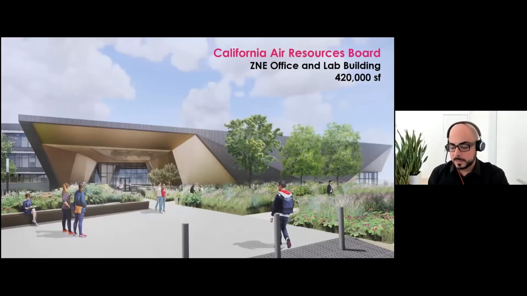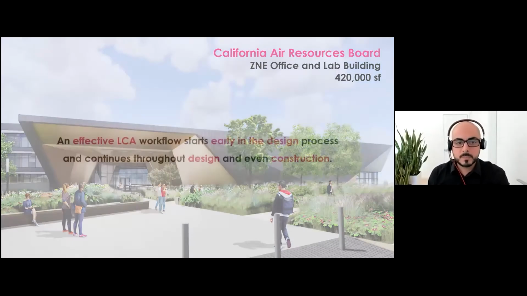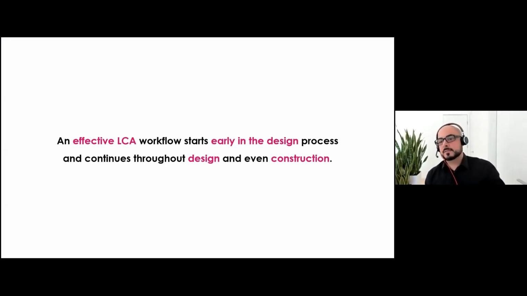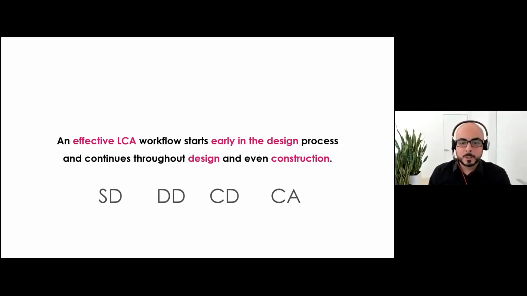The example that I'll be using to go over the workflow is the California Air Resources Board project, Net Zero Office Building. Basically, for an effective LCA workflow, you just need to start really early, and it's a process that needs to continue throughout design and construction. And it's also a very collaborative process, so it's not something that the architects really could do by themselves. It needs many folks involved. The structural engineers are really important because the structure has a really large impact, and contractors, suppliers, and so on.